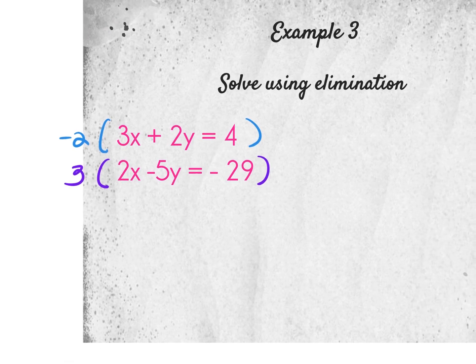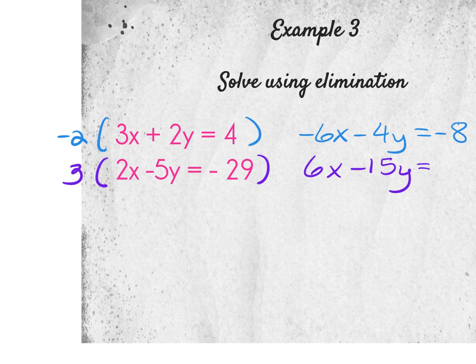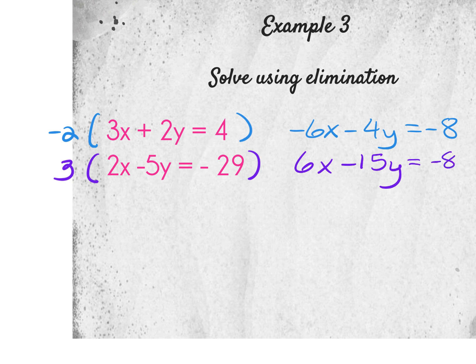So let me distribute the -2 to all three parts of the equation. So it becomes negative 6x minus 4y equals negative 8. Then I need to distribute the 3. So 3 times 2x is 6x. 3 times negative 5y is negative 15y. And then 3 times negative 29 is negative 87.